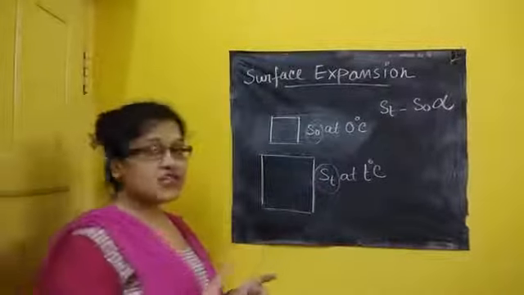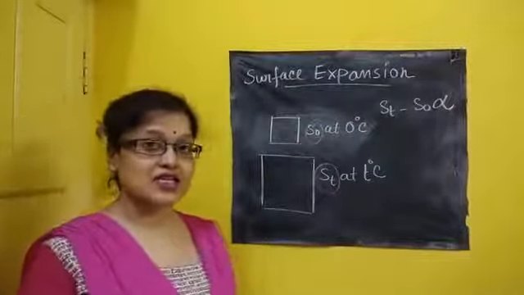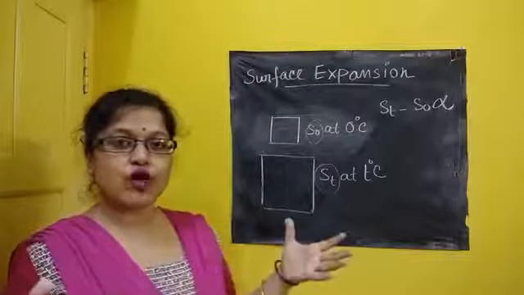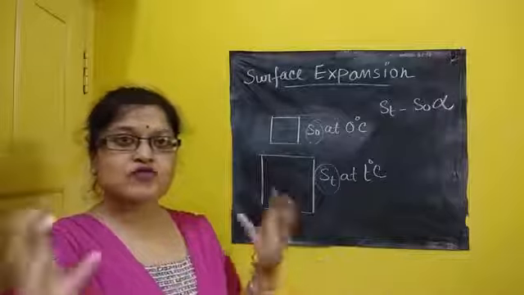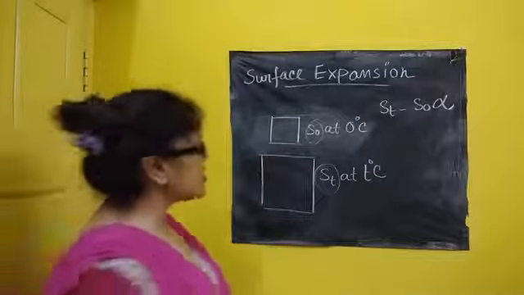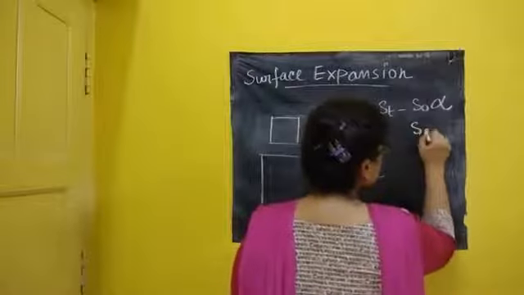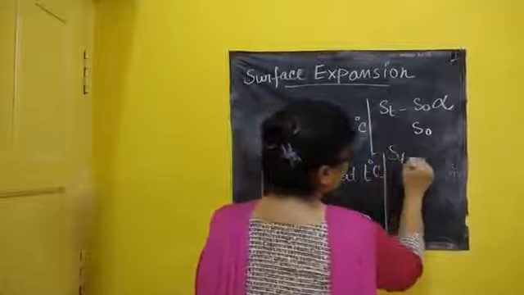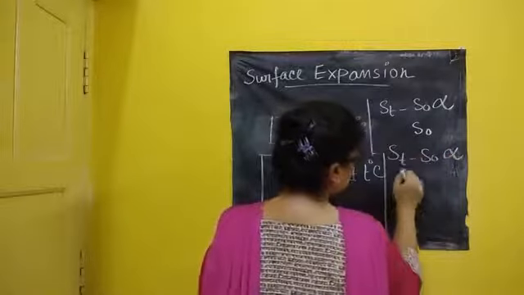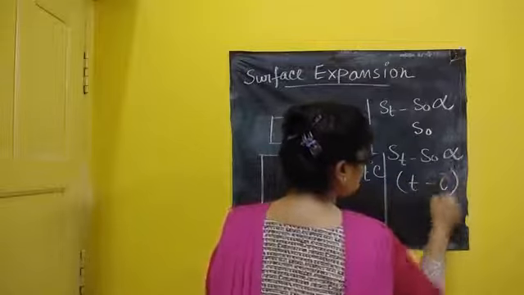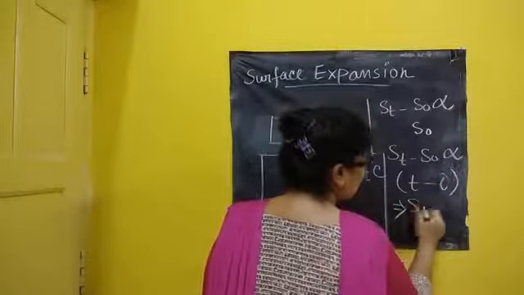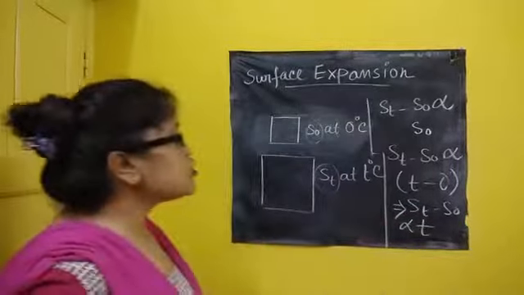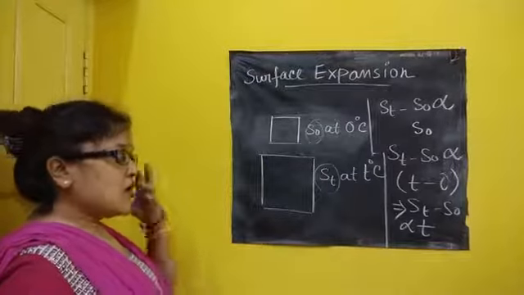So the change in surface area, St minus S0, will be proportional to what? Proportional to the initial surface, for the same cause I discussed there. More surface means more molecules, more change in intermolecular space, more amount of change in surface area. So St minus S0 is proportional to the initial surface S0, and also proportional to the change in temperature, T minus 0. And it also depends on the material medium.